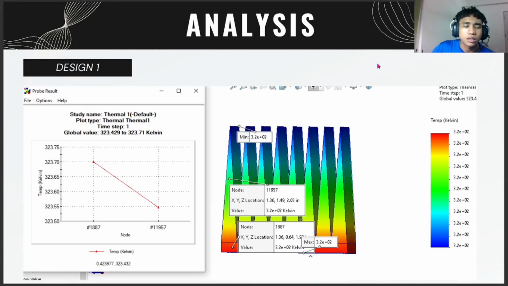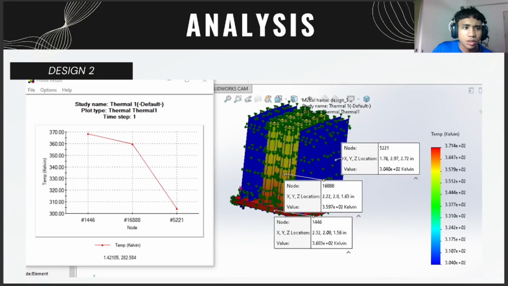This is the analysis for our first design. The graph shows the thermal result for the fin surface of the first design, and then this is our second design thermal result. The maximum temperature for design 2 is 3.714 Kelvin.